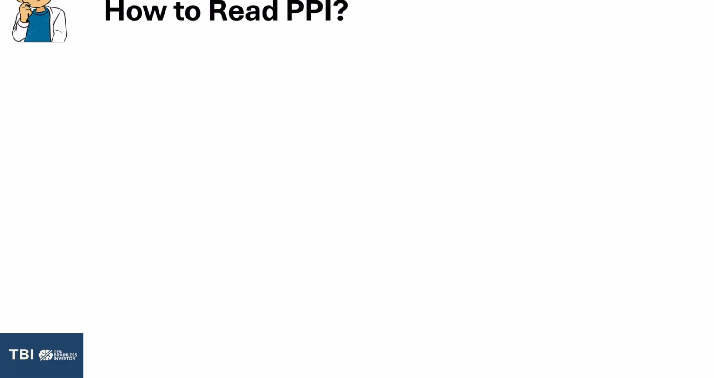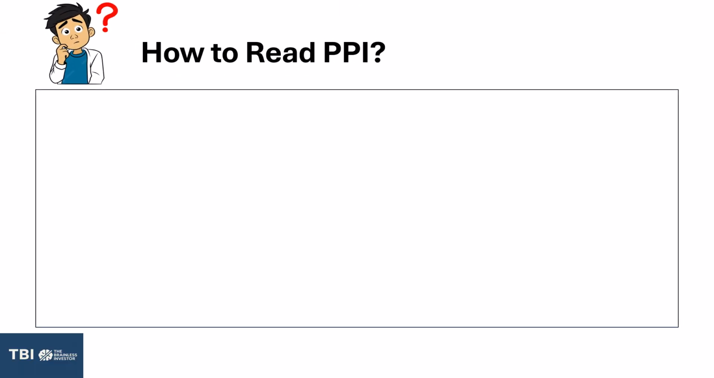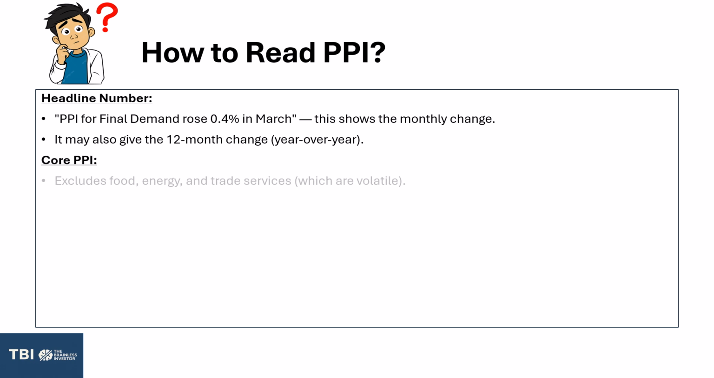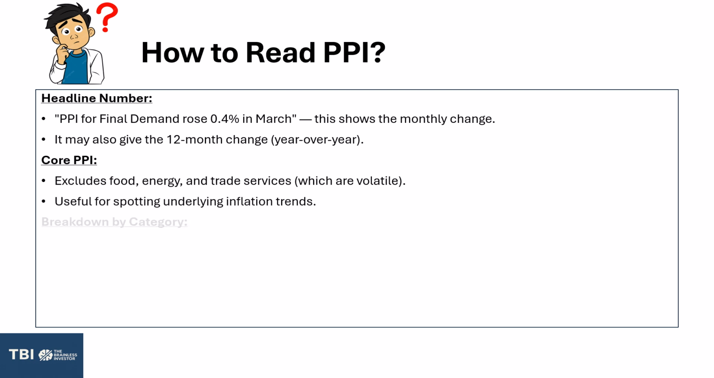Now let's understand how to read the PPI. For example, the headline number says the PPI for final demand rose 0.4% in March. This shows the monthly change. It may also give the 12-month change, known as year-over-year. Core PPI excludes food, energy, and trade services, which are very volatile. It's useful for spotting underlying inflation trends.